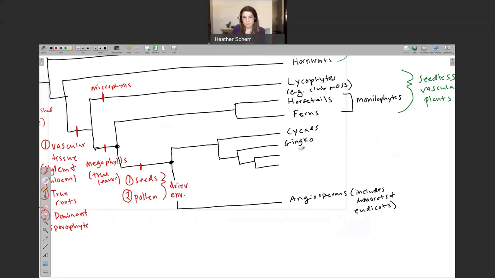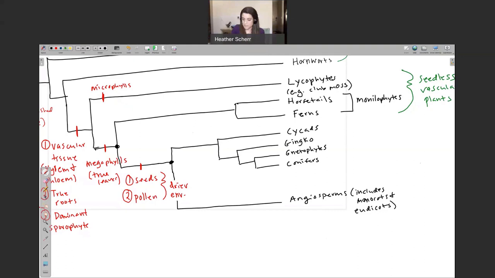Ginkgos, there's one species left, although they were more diverse in the past. There's gnetophytes, silent G, like gnat. Gnetophytes, Welwitschia, etc. Some of them live in quite dry environments. And conifers. So firs, pines, juniper trees, or juniper bushes. Even though they call them juniper berries, they're not actual berries. They don't have seeds inside of them, which is what a fruit has.